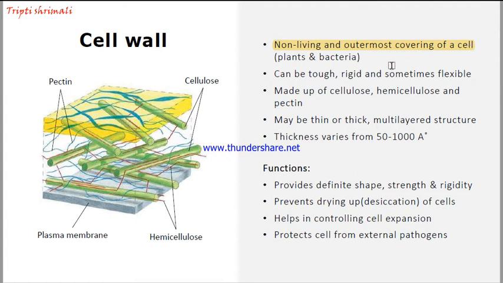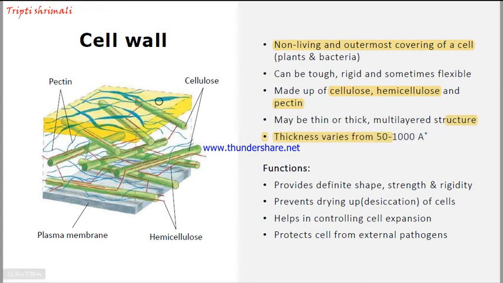And it is tough, rigid, and sometimes it can be flexible. It is made up of cellulose, hemicellulose, and pectin. Students, you need to remember these points that cell wall is made up of cellulose, hemicellulose, and pectin. The cell wall may be thin or thick. It can be a multi-layered structure also, and its thickness varies from 50 to 1000 angstrom, right?